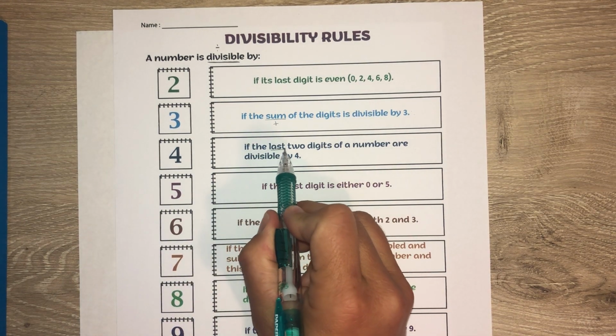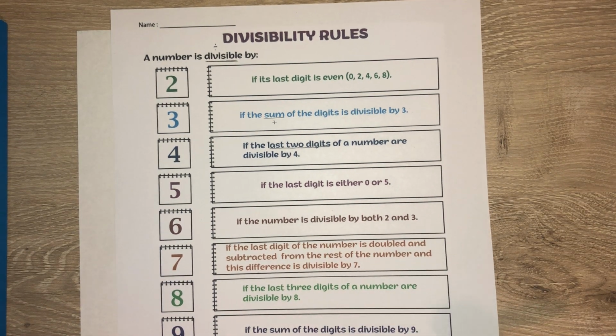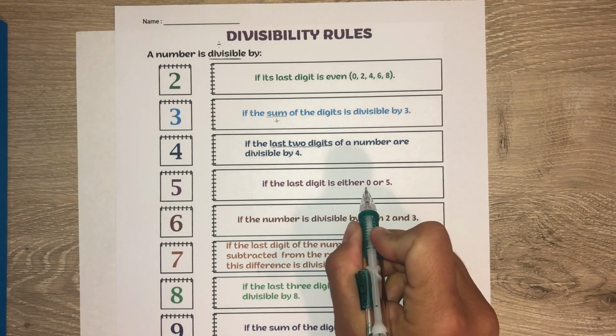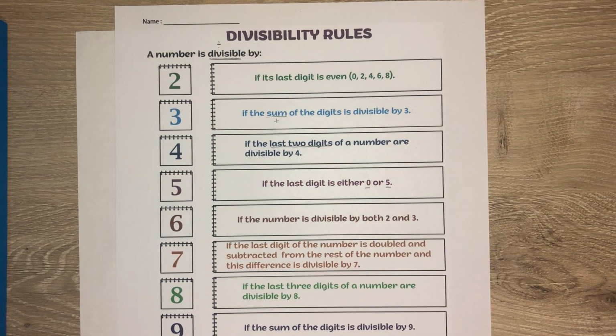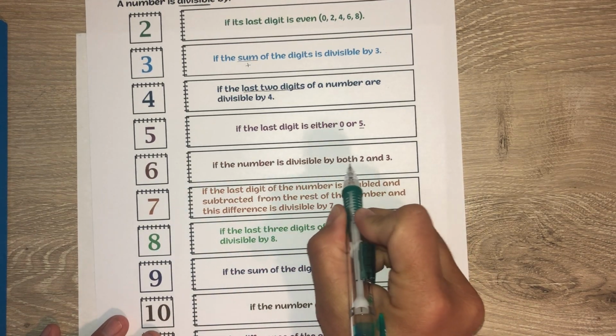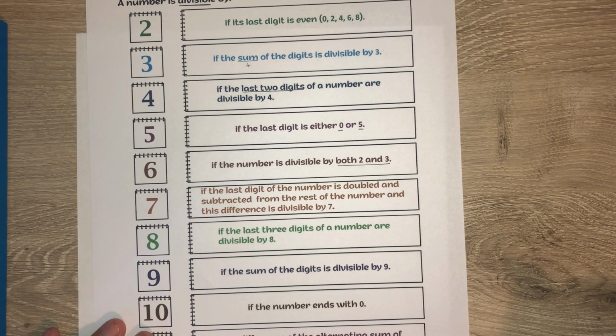If the last 2 digits of a number are divisible by 4, then the whole number would be divisible by 4. If the last digit is a 0 or a 5, then the whole number can be divisible by 5. If it's divisible by both 2 and 3, it will also be divisible by 6.